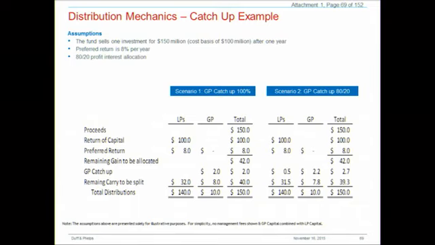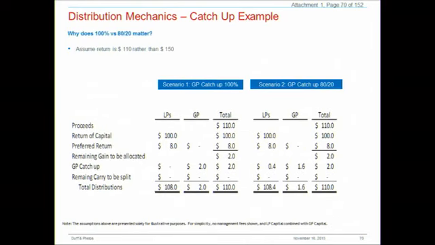In an 80-20 scenario, the same $8 comes out first for the LP. There's 42 left over. The next $2.7 goes 0.5 to the LP, 2.2 to the GP. That's the 80-20 catch-up. But at the end of the day, you end up with the same 140, 10, 150 total split. So you say, well, why does it matter? Why do I care about that 80-20? We care about the 80-20 when the fund does not perform as well.